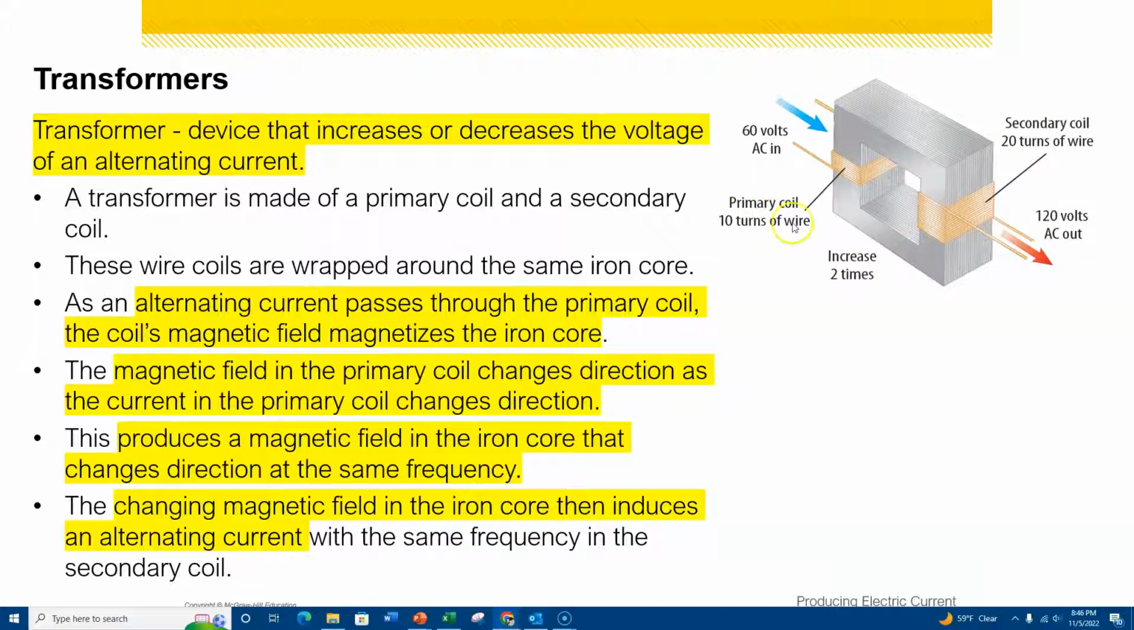If this would have been, say, 5 turns, and this is 20, then you would have had 240 volts out, because it would have been quadrupling the number of turns. And likewise, if this would have been 10 and this would have been 10, it would have been 60 volts in and 60 volts out. Notice there's no physical wire touching between these two areas. It's basically using an iron core magnet between the two coils.